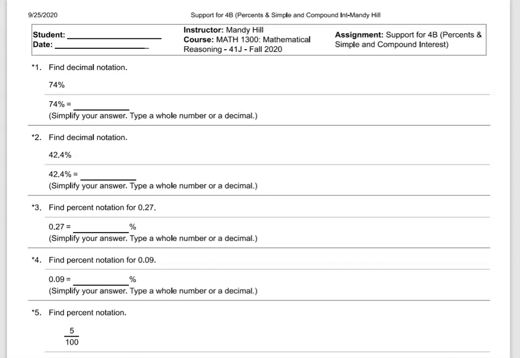Good morning. And so 74%, if we want to make that into a decimal, then we need to do what? Anybody know? You need to divide by 100. So if you're given the percent and you want to make it into a decimal, you just divide by 100, which is going to be 0.74. Okay, and so that's what the answer to this one is.